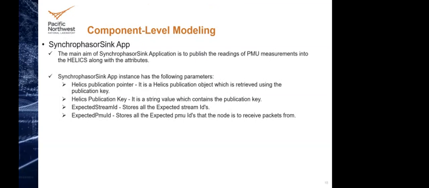In the synchrophasor sync app, we are trying to create a co-simulation environment that has to link with Helix, and then Helix to NS3. So for this communication model, we require a synchrophasor sync app. There are different parameters which we have to define for it: the Helix publication pointers, which are retrieved using the publication key; the Helix publication key, a string value which contains the publication key; and the expected stream IDs, meaning the PMU IDs, which store all the expected PMU IDs that the node is receiving packets from. All this information is the input for this synchrophasor app.